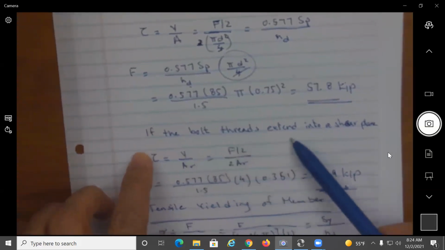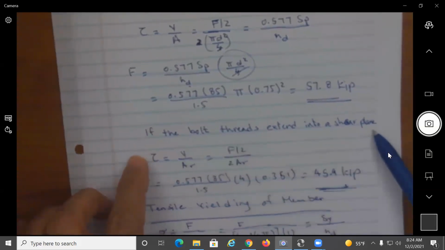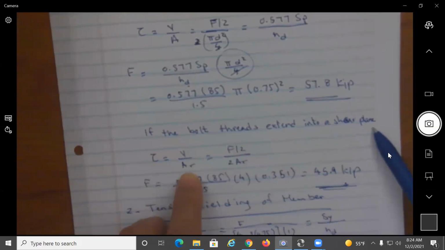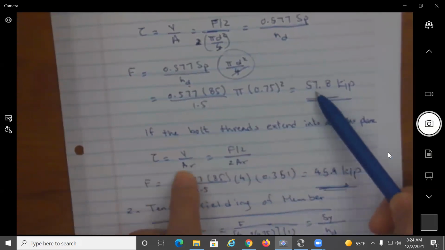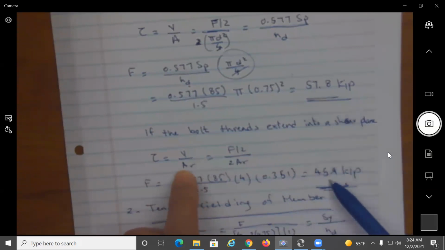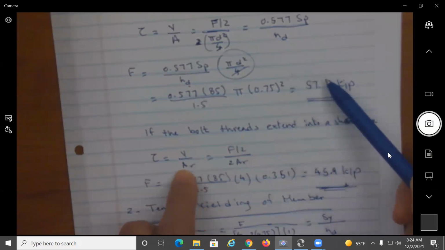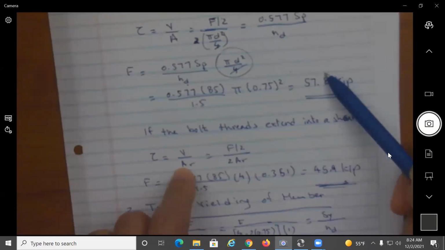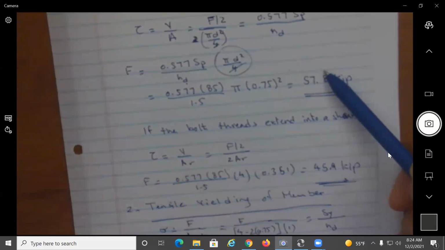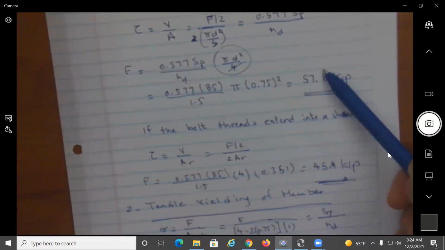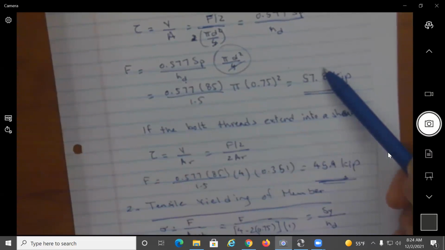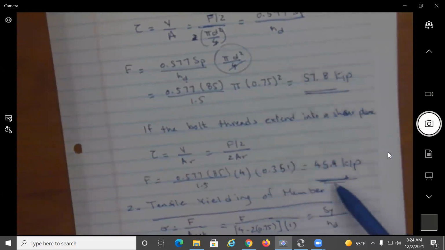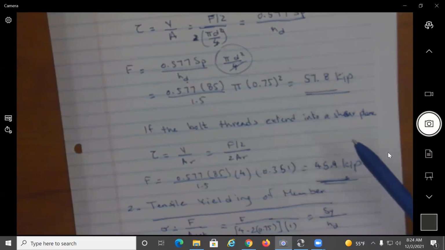If the bolt threads extend into the shear plane, then I'm using AR. And when I use AR, this gets reduced from 57.8 to 45.9. So if I have a choice, I would try to make sure that the shear plane does not go through the threads. But if you're using standard bolts, you know that you have this unthreaded length that we can find out easily based on the bolt height. And yes, sometimes it is going to be going through the threads. Does that answer your question? Okay, very good.